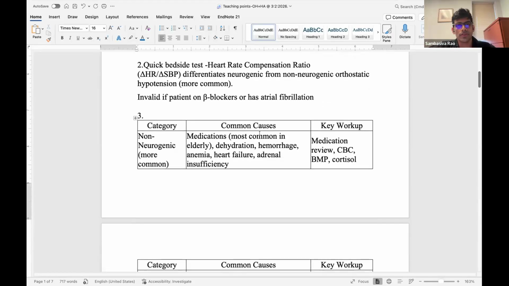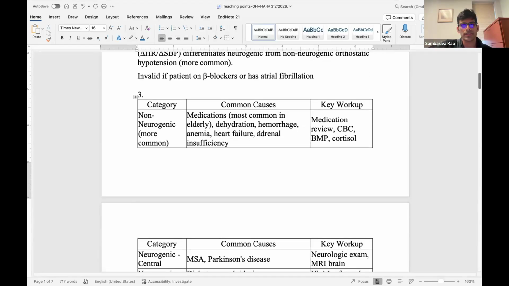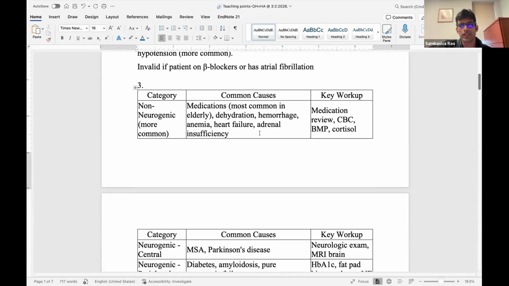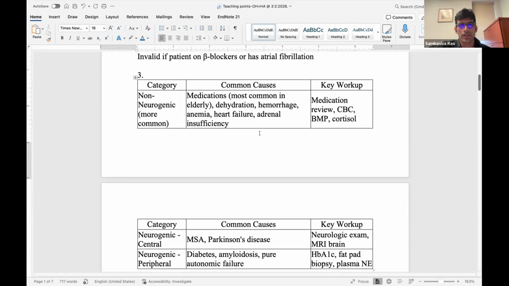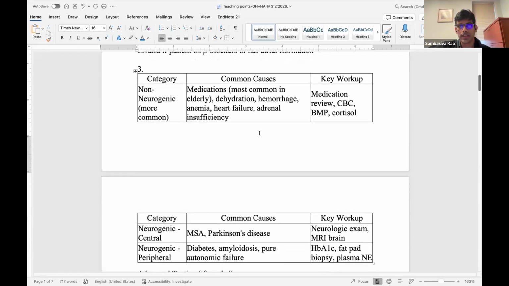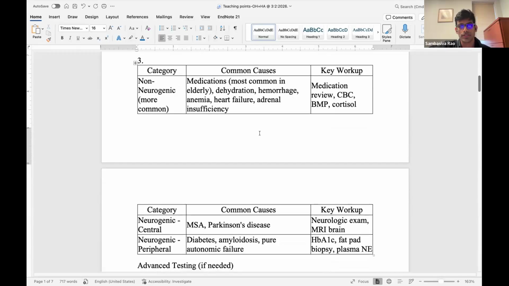In our case, the most common non-neurogenic causes are medications in elderly patients. So we have to review the medications, and dehydration, like volume status, and make sure whether the patient is on any diuretic. And thyroid issues and adrenal insufficiency are also among the most common non-neurogenic causes.